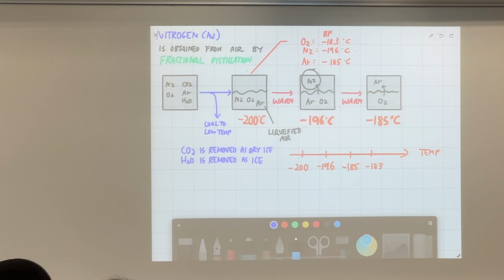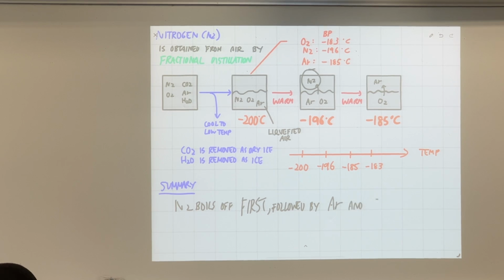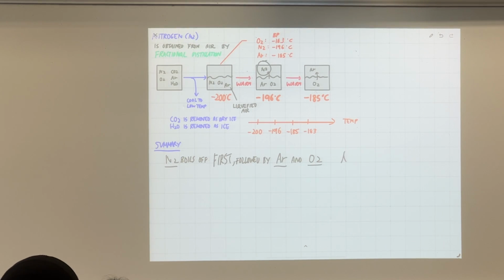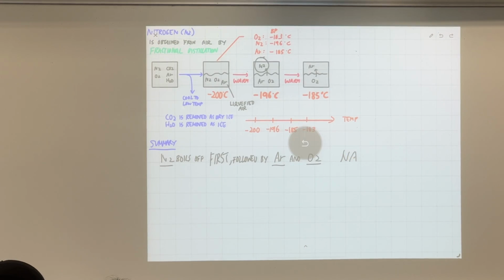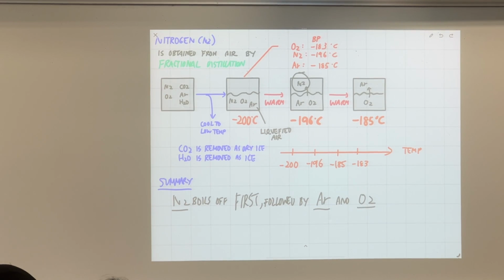So can you put down a quick summary? It is that nitrogen boils off first, followed by argon and oxygen. Okay, so this is the order. If you like to remember it, you can use NAO to remember the order. So that's how we obtain nitrogen, and we are done with this method.